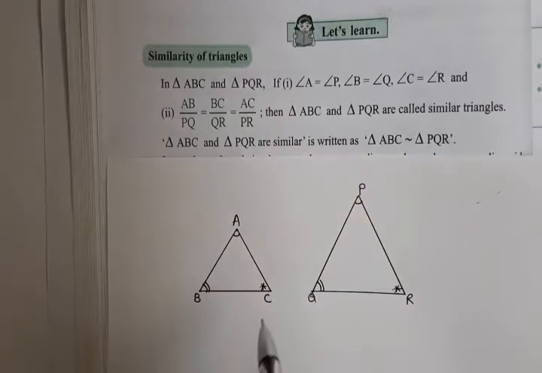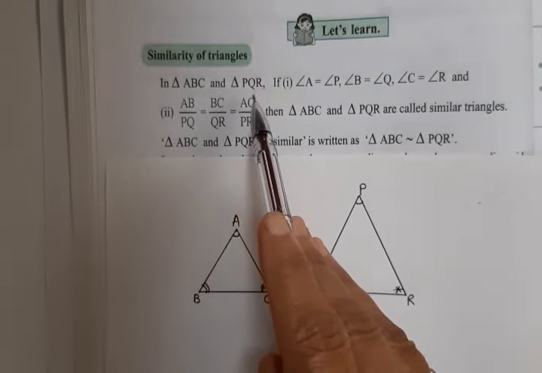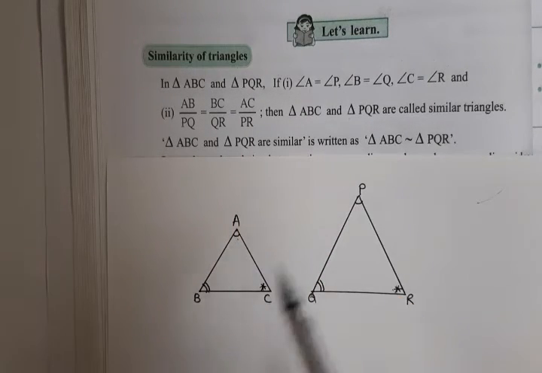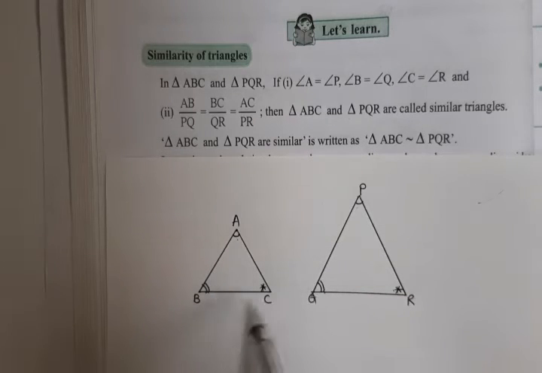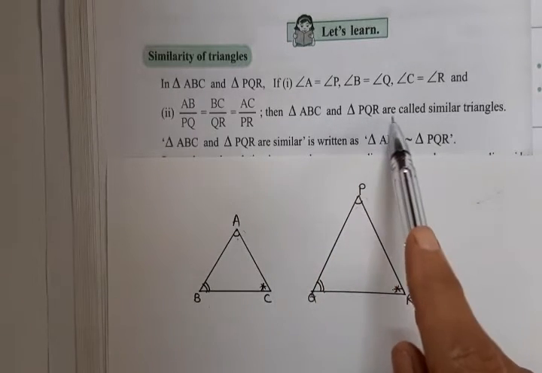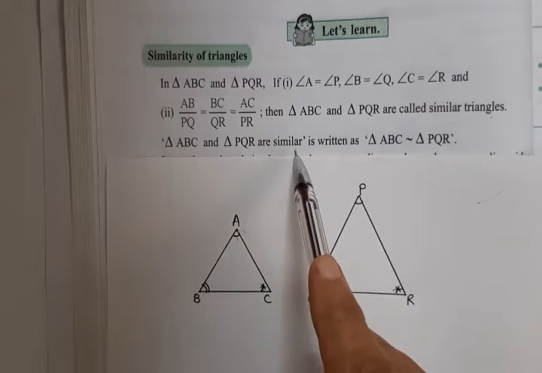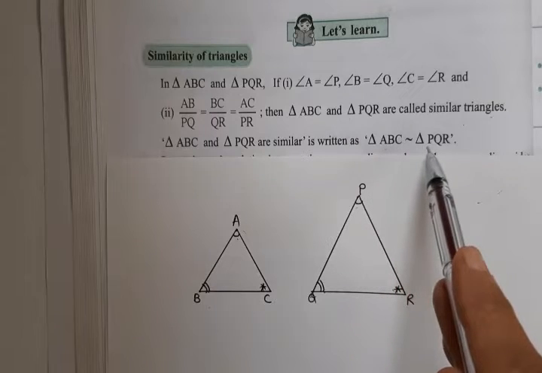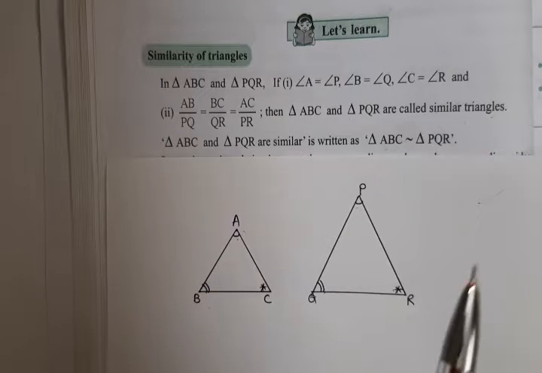Similarity of triangles. Now look at the diagram. Triangle ABC and triangle PQR are given. In triangle ABC and triangle PQR, if angle A equals angle P, angle B equals angle Q, and angle C equals angle R, and AB upon PQ, BC upon QR, and AC upon PR are equal, then triangle ABC and triangle PQR are called similar triangles. Triangle ABC and triangle PQR are similar, and this is written as triangle ABC similar to triangle PQR. Okay, everyone understood the meaning of similarity of triangles. Now based on this criteria, we will discuss practice set 3.5.